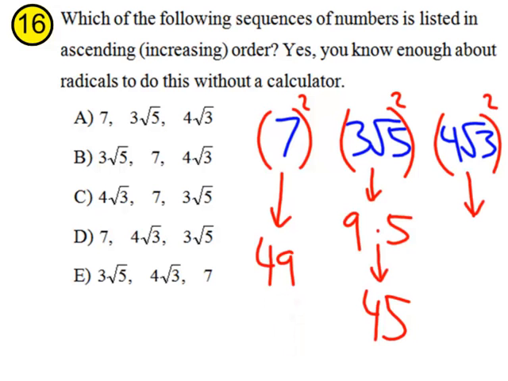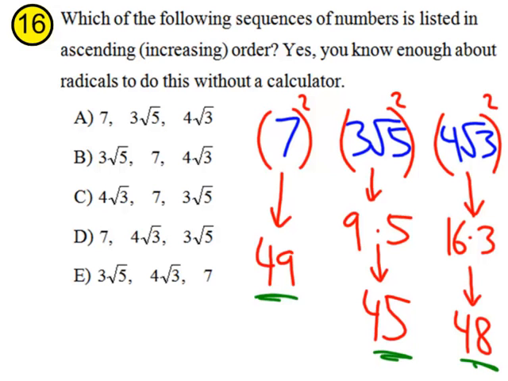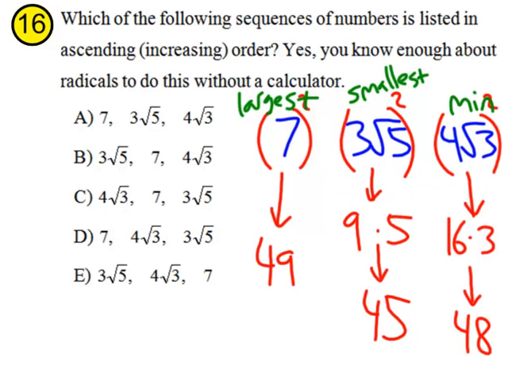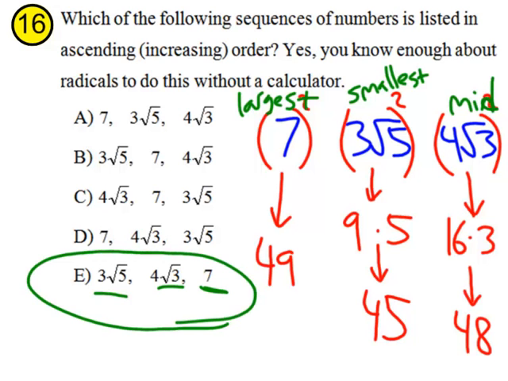4 root 3 squared: 4 squared is 16, times root 3 squared, which is 3. That's going to give me 48. So I look at the three squared values, 49, 45, and 48. The least one is 45, so that means our original 3 root 5 is the smallest. The 49 is the largest, so I know 7 is the largest. And of course, the 4 root 3 must be in the middle. So we see what answer choice satisfies that. 3 root 5 is the smallest, 4 root 3 is the middle, and then 7 is the largest. That would be answer choice E.